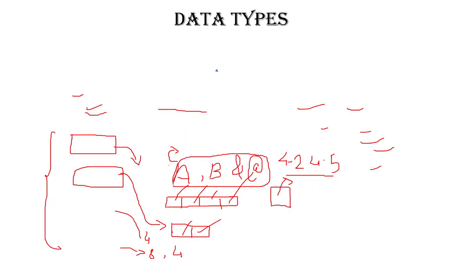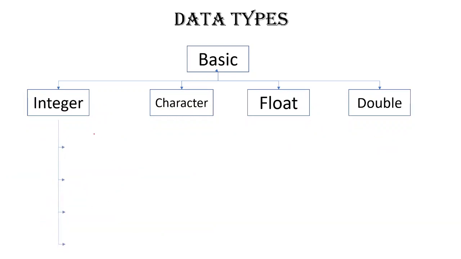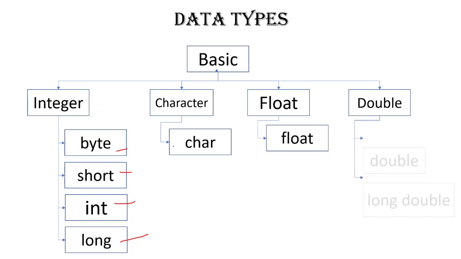Okay, so what we have learned is that basic data types are of 4 types: integer, character, float, and double. Let me remove all this. Integers are of 4 types: byte, short, int, long. These are 4 categories depending upon the memory that is allocated for the particular variable. Then there is character, which is represented by char, then float, and then double, which also has long double.